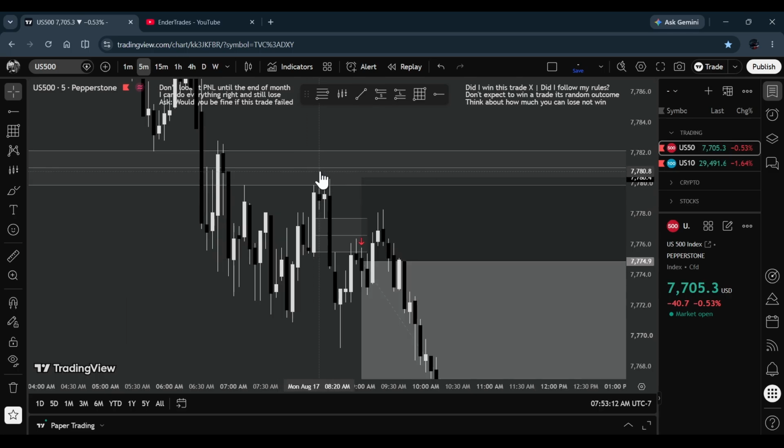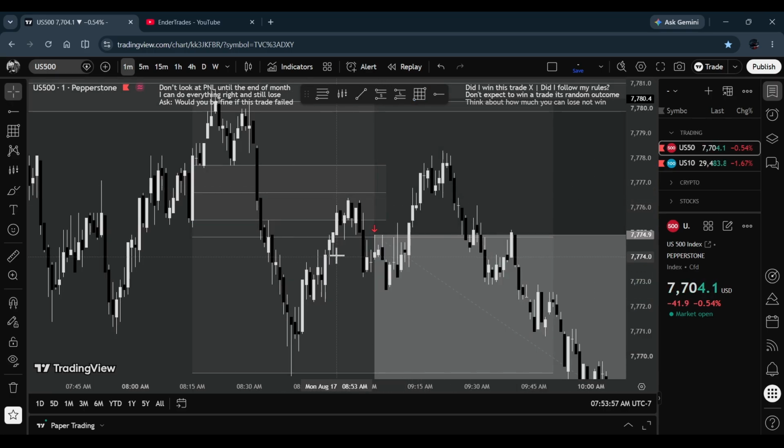So here we came up into this 1 hour gap, and then we broke structure on this candle right here. Then we have this 5-minute gap. We came into it. This is also equilibrium. Right here we touched equilibrium.